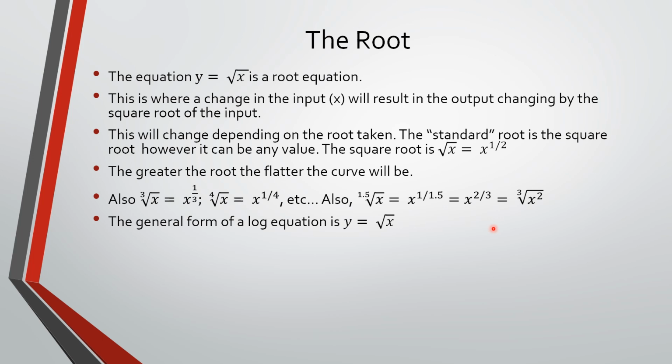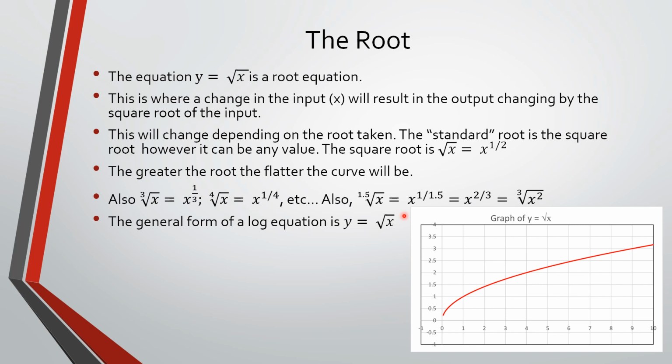The general form of this root equation is y equals the square root of x. I just love the logarithmic stuff so much, I guess. So this is what it basically looks like. It's kind of logarithmic. But if we put both of these together, they wouldn't match up, and you can just see how it doesn't match up. So the 10 was 1, here it's 3, like 3.1 something, I think.